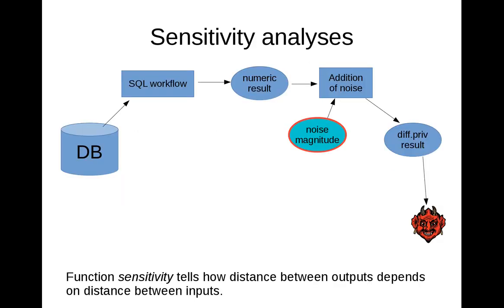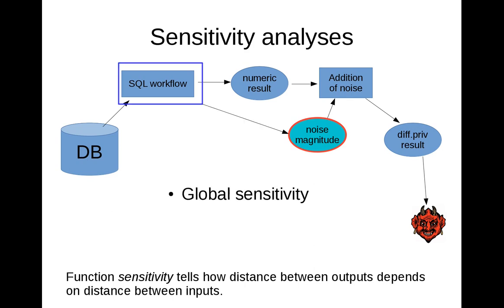Let us now move forward to determining how large the noise should be. We know there are a number of ways to compute an appropriate magnitude of noise for differential privacy, and they all have to do with the sensitivity of the computation, or in this case the sensitivity of the SQL workflow. We could use the global sensitivity of the workflow and deduce the noise magnitude from it in order to get differential privacy with a particular value of epsilon.